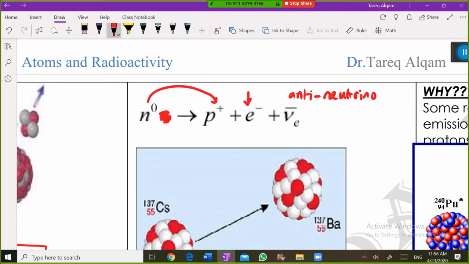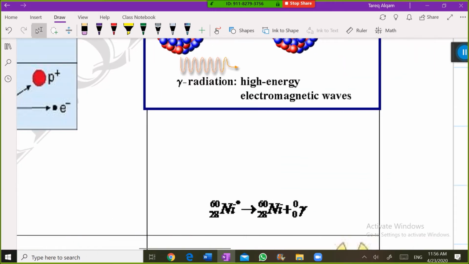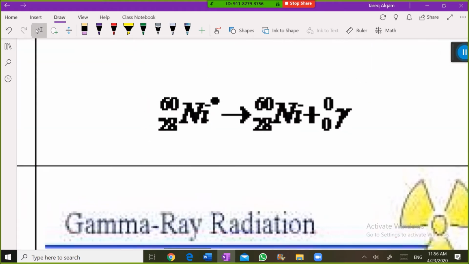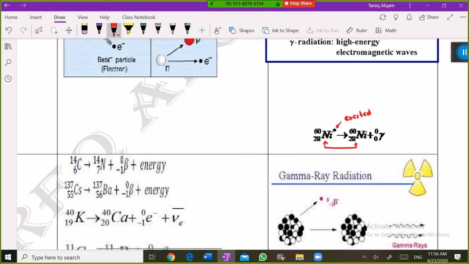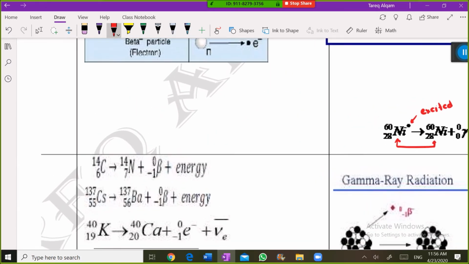Of course gamma, as we mentioned before, guys, when something is excited we put a star like this. This is the excited nucleus, guys. It turns out there is no change, meaning the parent and the daughter are the same nucleus, except that this nucleus was excited, then it emits this gamma in order to become more stable or less excited. Okay.